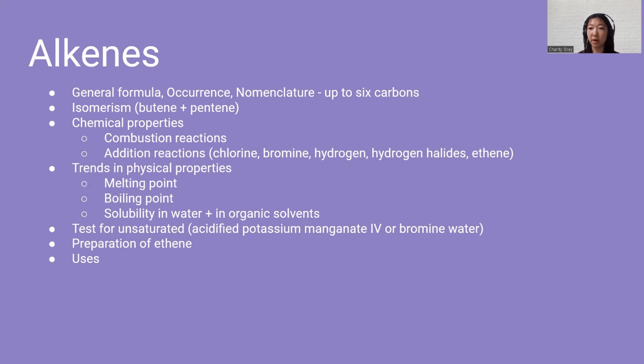Then you will also want to know chemical properties and your combustion reactions, your addition reactions. Addition reactions you haven't done with alkanes, so this will be very new. A lot of the addition reactions with alkenes are possible because of their double bond. Additionally, you want to know their physical properties, and these trends are quite important for you. Then you have the test for unsaturation, which is the test whether the chemical is an alkene or unsaturated or not. And then you'll have the preparation of ethene. And also, you want to know what ethenes and alkenes are used for.